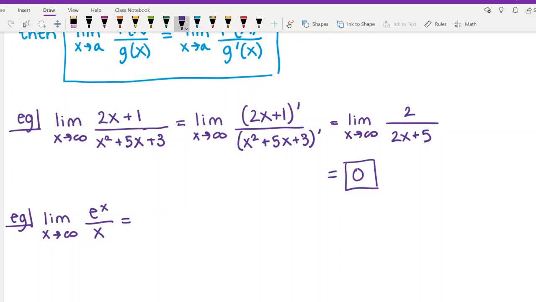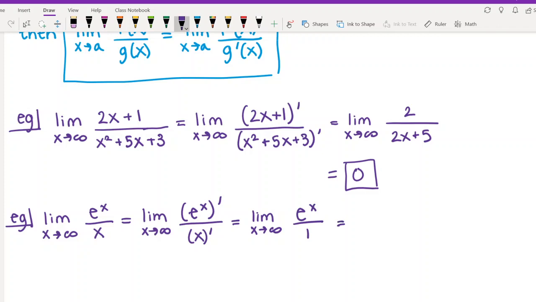But how can we officially tell that? We take the derivative of the numerator and the derivative of the denominator, and that tells us we have the limit as x approaches infinity of e to the x over 1, which is the same thing as the limit as x approaches infinity of just e to the x. That's one of the ones we talked about earlier in this video, so we know off the top of our head that it is equal to infinity.